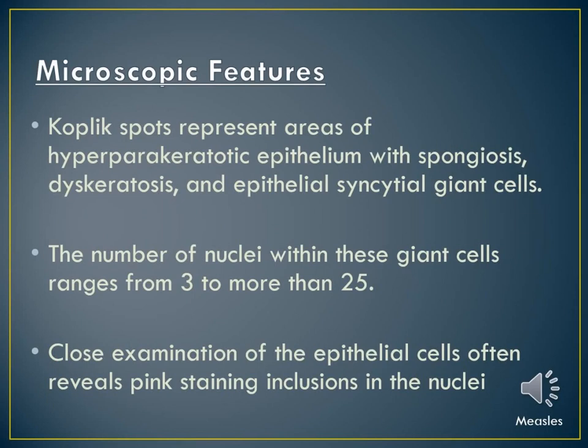Now I'll be explaining about the microscopic features. Koplik spots represent areas of hyperparakeratotic epithelium with spongiosis, dyskeratosis, and epithelial syncytial giant cells. The number of nuclei within these giant cells ranges from 3 to more than 25. On close examination, the epithelial cells often reveal pink staining inclusions in the nuclei or, less commonly, the cytoplasm.